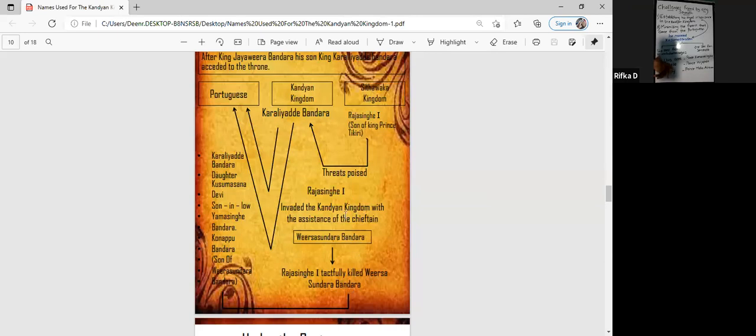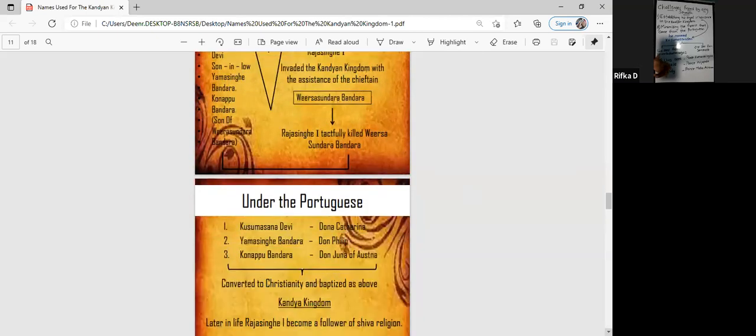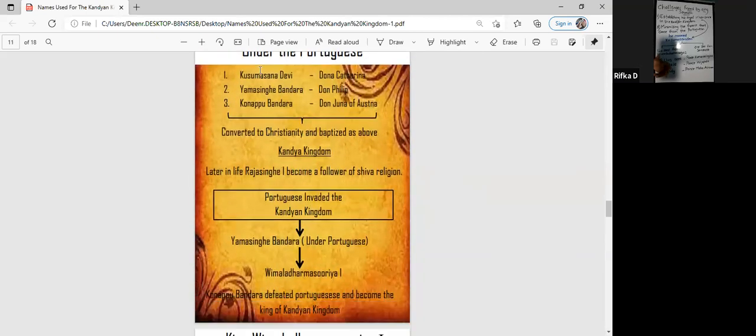So because of that, Veerasundara Bandara's son, Konappu Bandara, also fled to the Portuguese seeking protection. Right? So after that, they converted to Christianity and were baptized: Kusumasana Devi as Dona Katarina, Yamasingha Bandara as Don Philip, and Konappu Bandara as Don Juan of Austria.